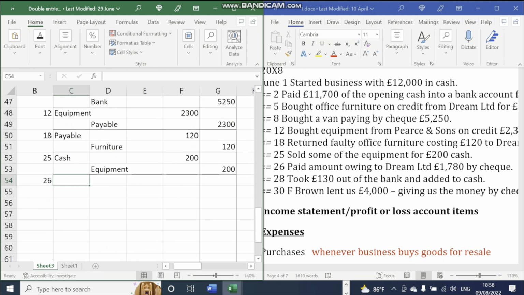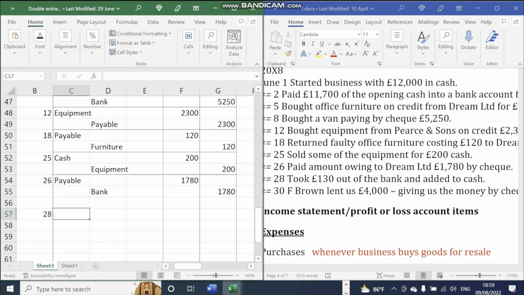Next we got 26. Paid amount owing to Dream Limited for 1780 by check. So bank is credited because money is being paid out of bank. 1780. When money is paying out, bank account is decreasing. Bank decreasing, credit. So Dream Limited was our payable from the earlier transactions. So payable is paid, payable balance is decreasing, liability decreasing, debit.